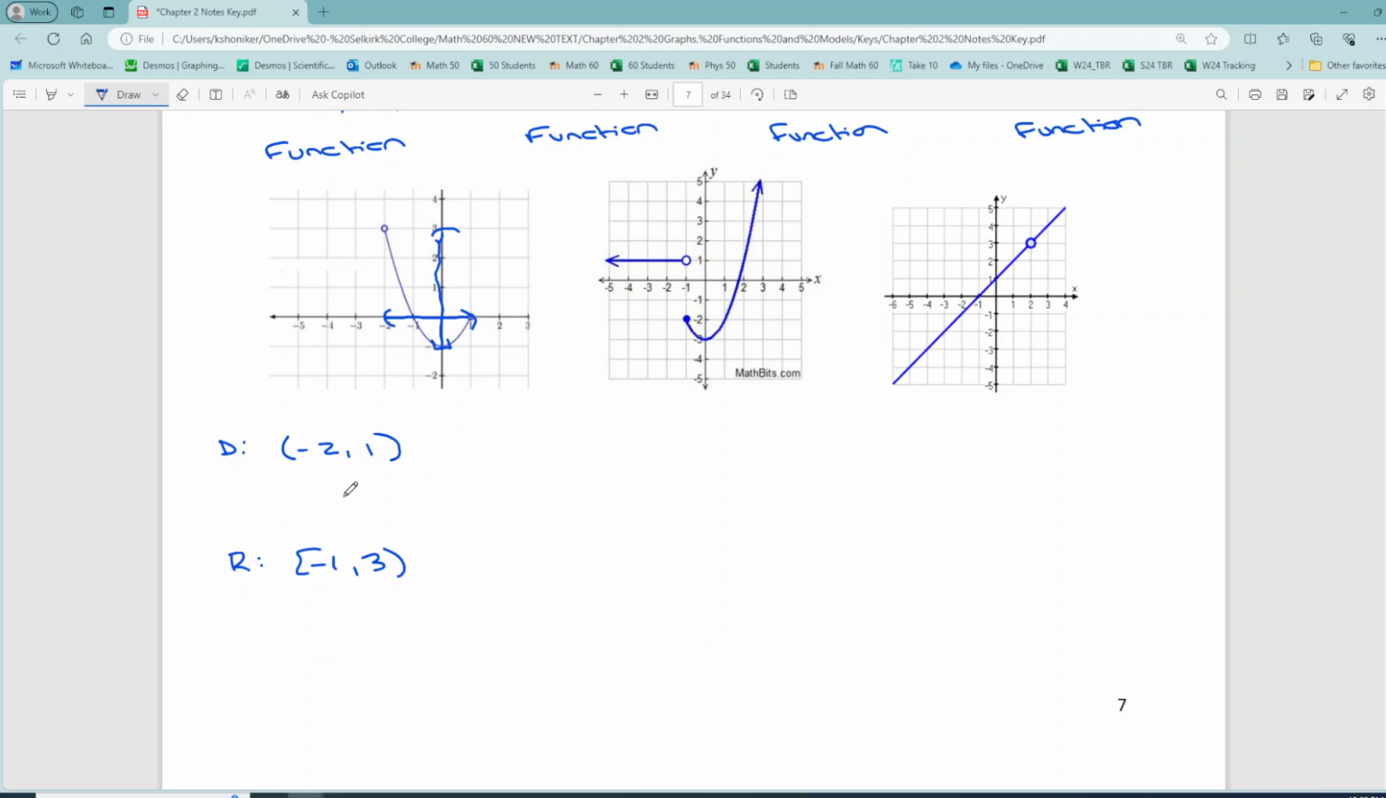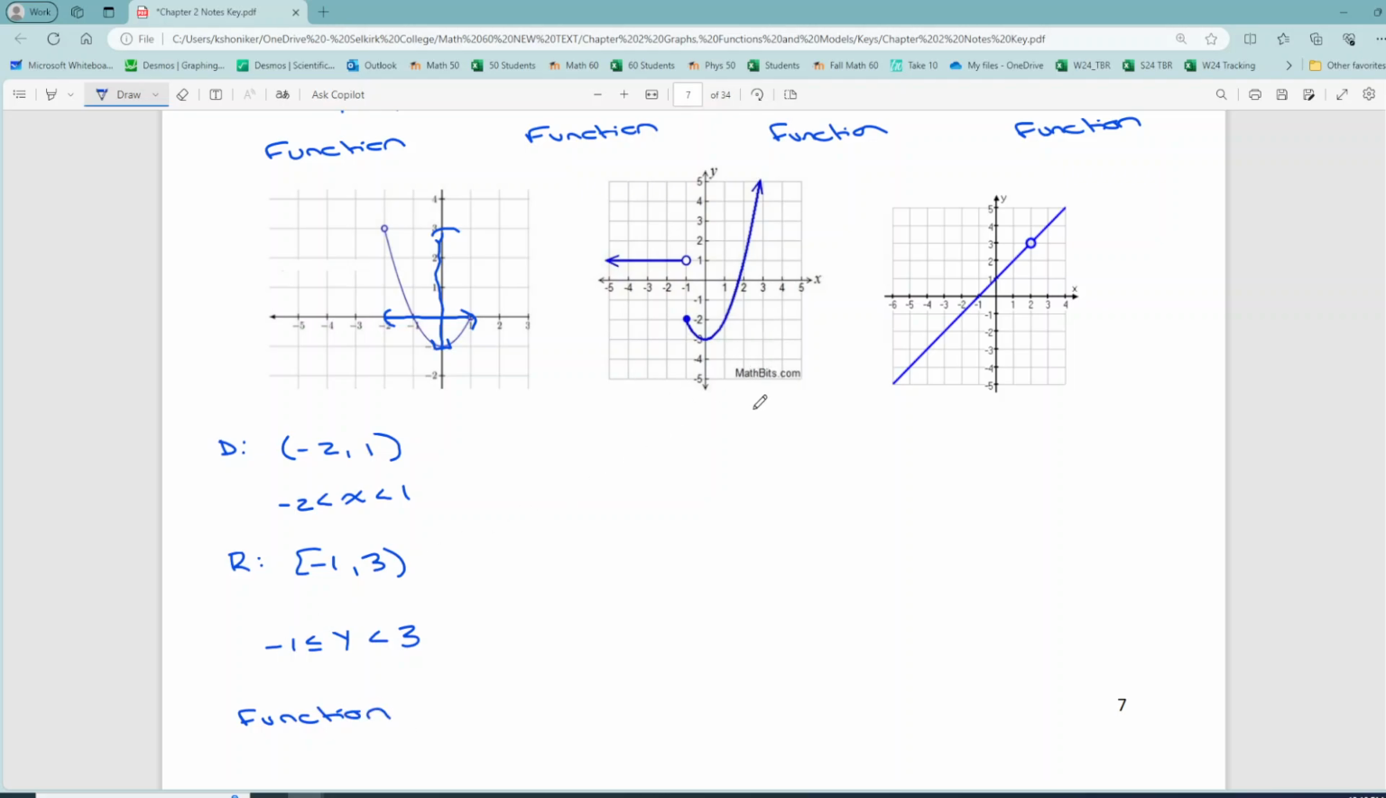If you were writing these in interval notation or set notation, you would just take off the equal signs. So this would be x is greater than -2 and less than 1. This would be y is greater than or equal to -1 and less than 3. And again, I don't care which one you do. Now, as a function, it does pass the vertical line test. So this one is a function as well.